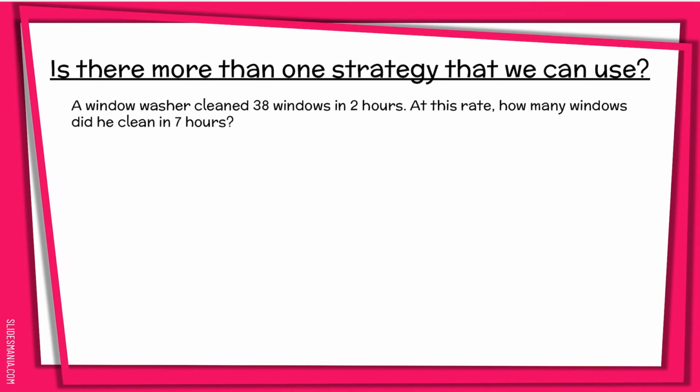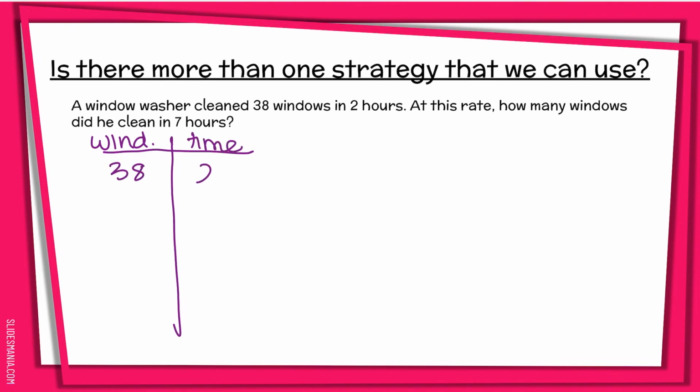So a window washer cleaned 38 windows in 2 hours. At the same rate, how many windows did he clean in 7 hours? So I'm going to use my strategy of a ratio table, because this is what makes the most sense to me. If you want to use the strip diagram, I will model that thinking as soon as I'm done with the ratio table. So we're comparing the rate of windows to time.